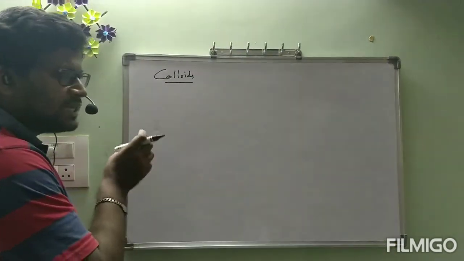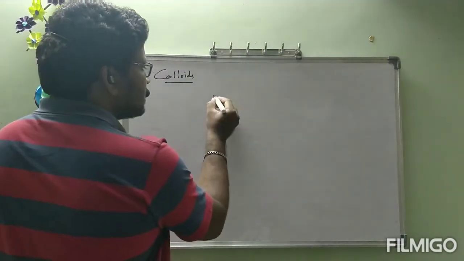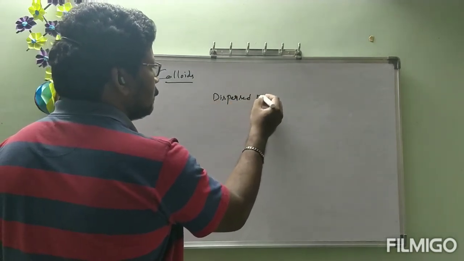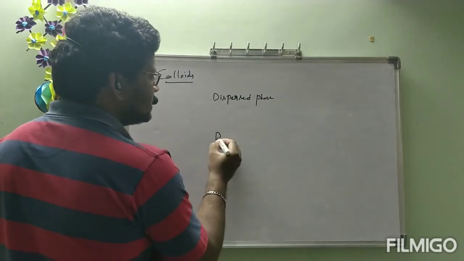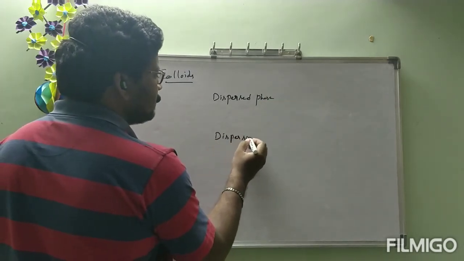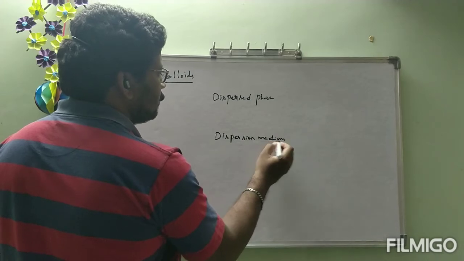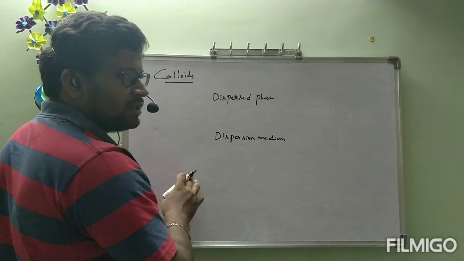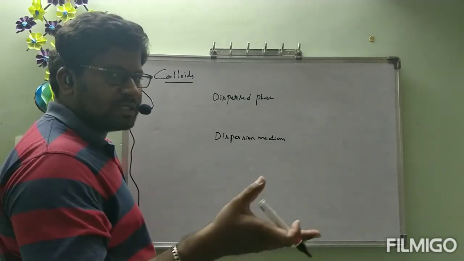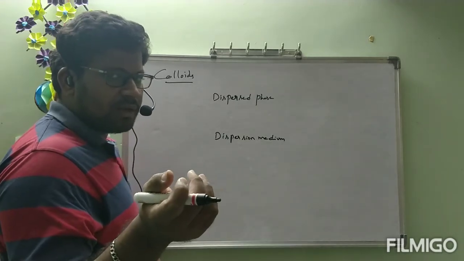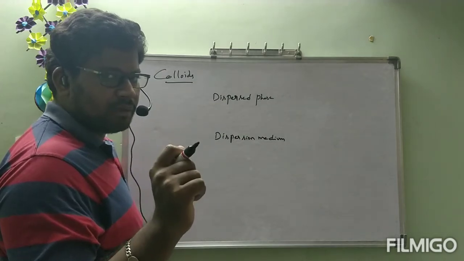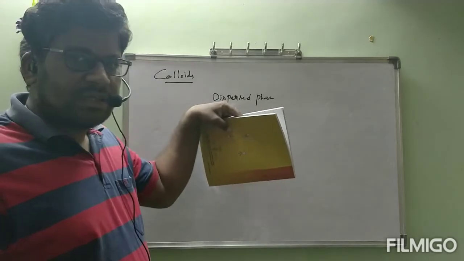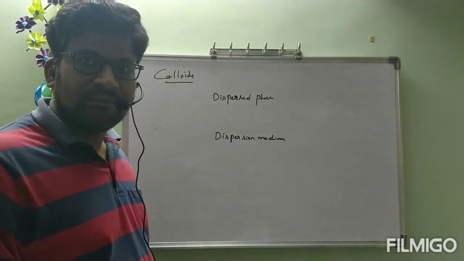So the particle which is getting dispersed is called the dispersed phase, and the other one is called the dispersion medium. Easily we can remember, this is the medium, major in quantity, and this is minor in quantity. Blood, if you are a biology student, you might know plasma and serum. Plasma is the dispersed phase, serum is the dispersion medium, like that we can say.